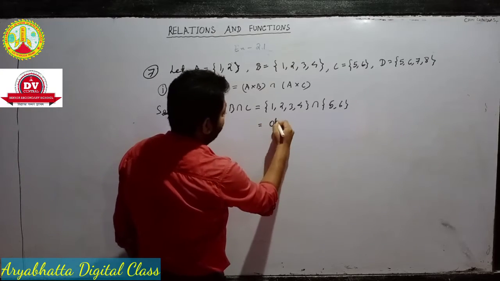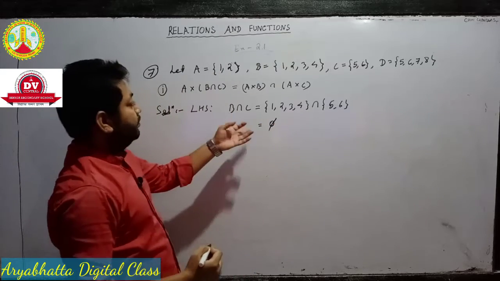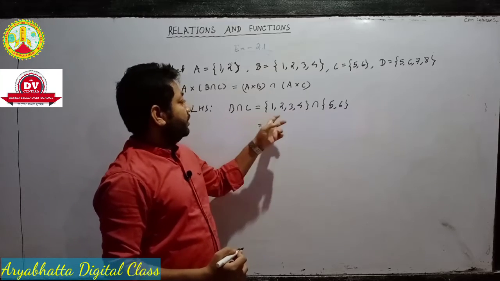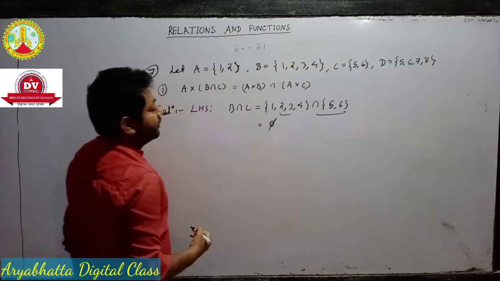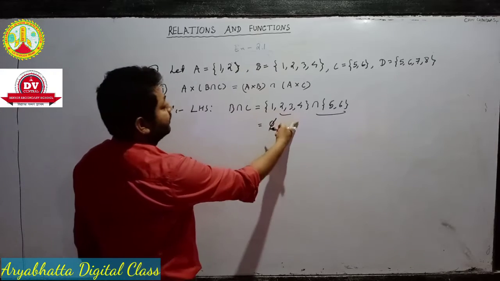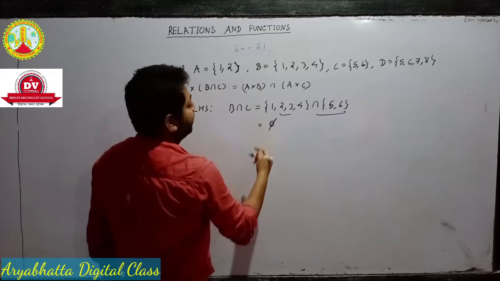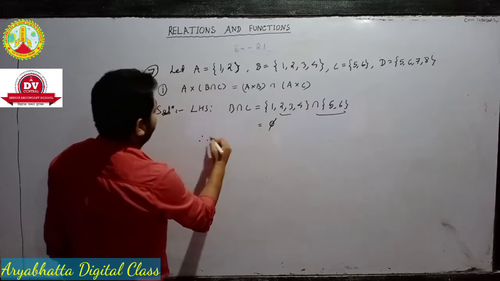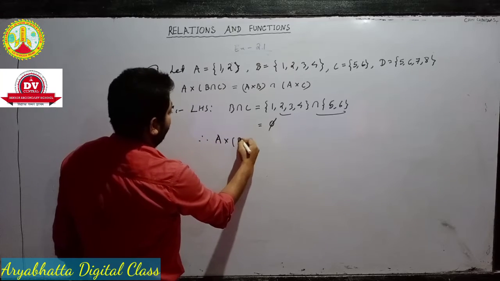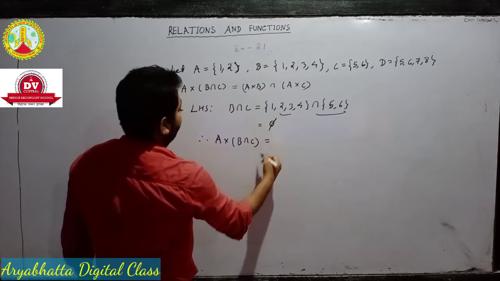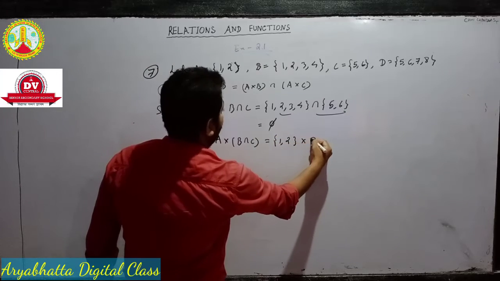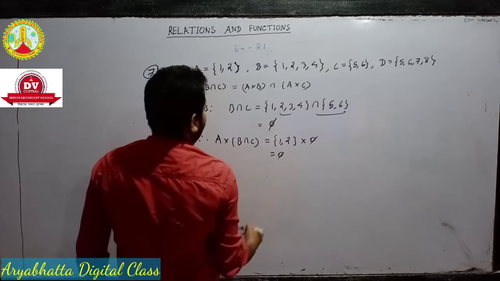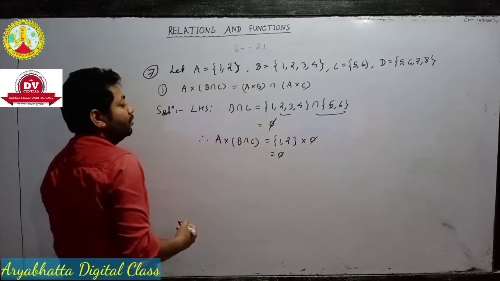Therefore, B intersection C is equal to the empty set. Therefore, A cross (B intersection C) is equal to A, which is {1, 2}, cross the empty set. We know that A cross the empty set is equal to the empty set.